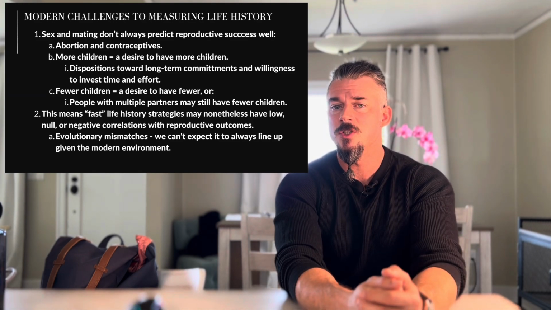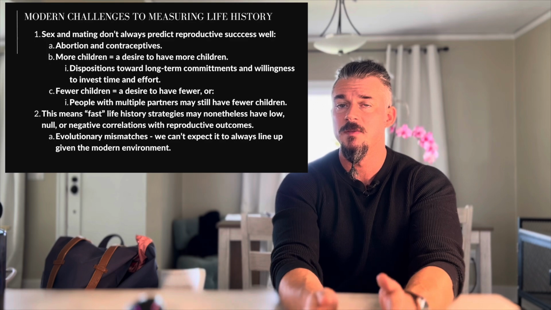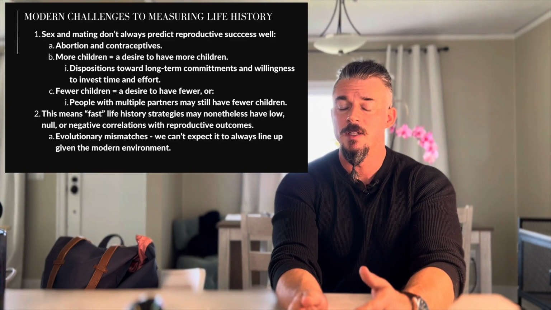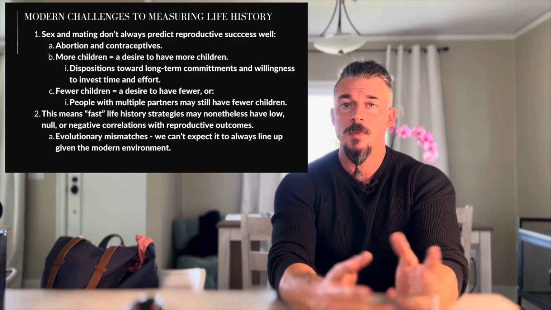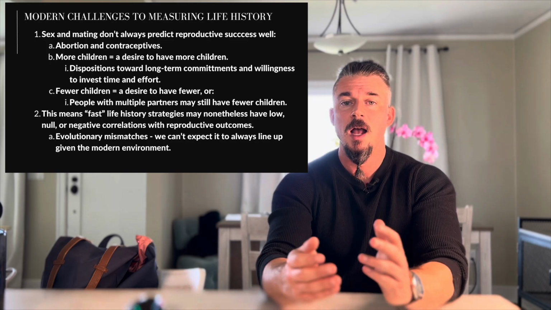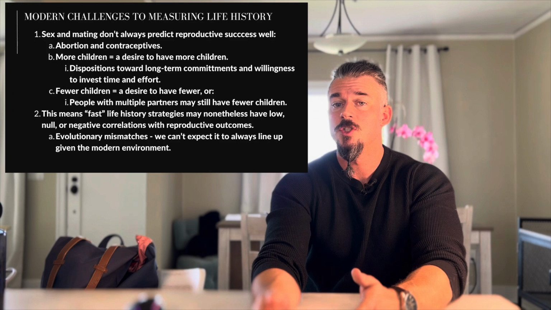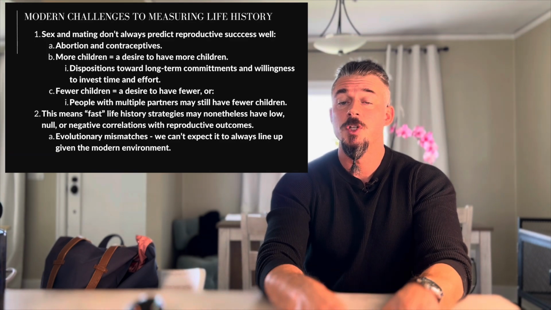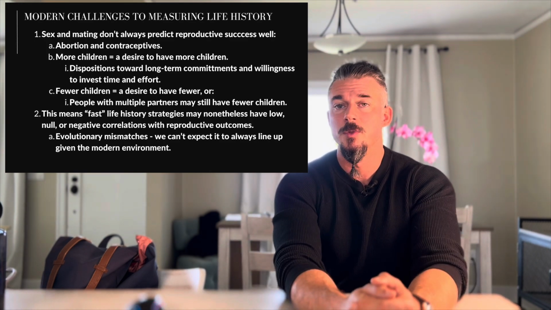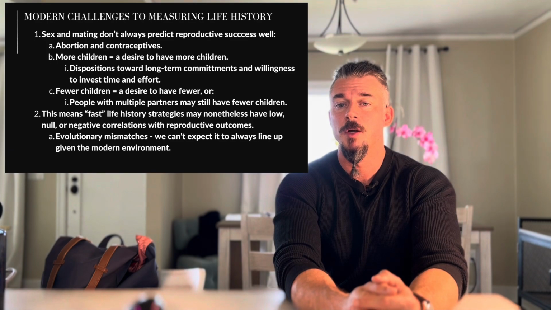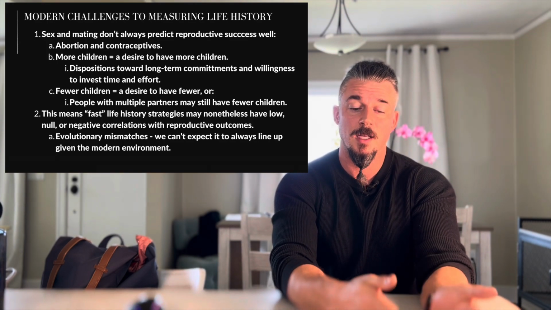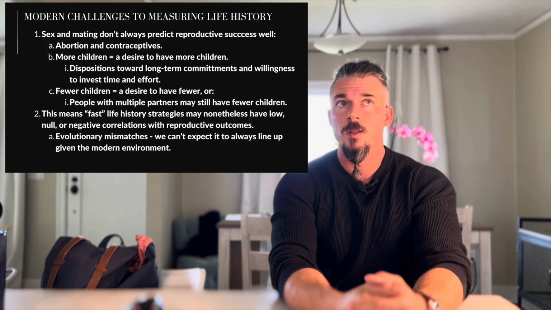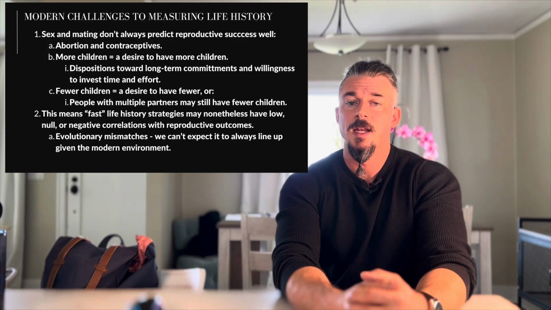Dispositions toward long-term commitments and a willingness to invest time are also predictive of this, right? So it's not just people that want to have kids, but also people that think, I want to get married, I want to have a family, I want to commit to someone and help raise those children, et cetera. Fewer children, of course, comes with a desire to have fewer children. And people with multiple partners can still have fewer children in the modern environment because of things like birth control, abortion, everything that we're able to control reproductively in a modern environment.